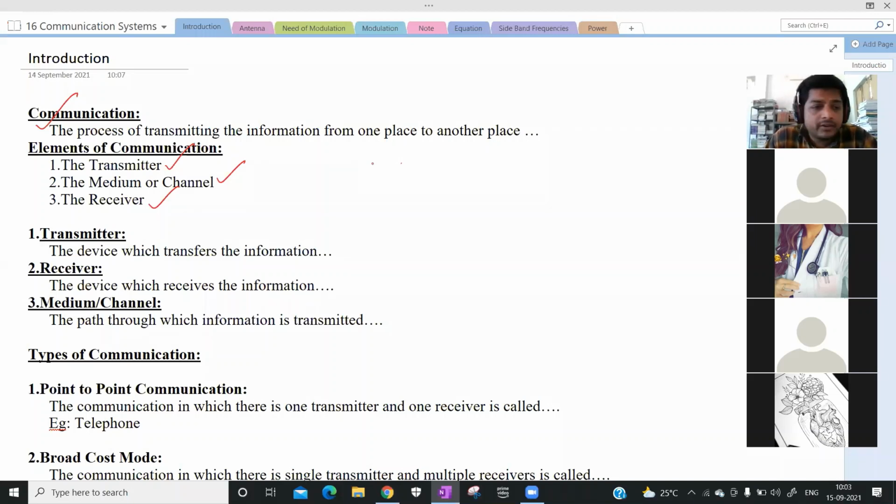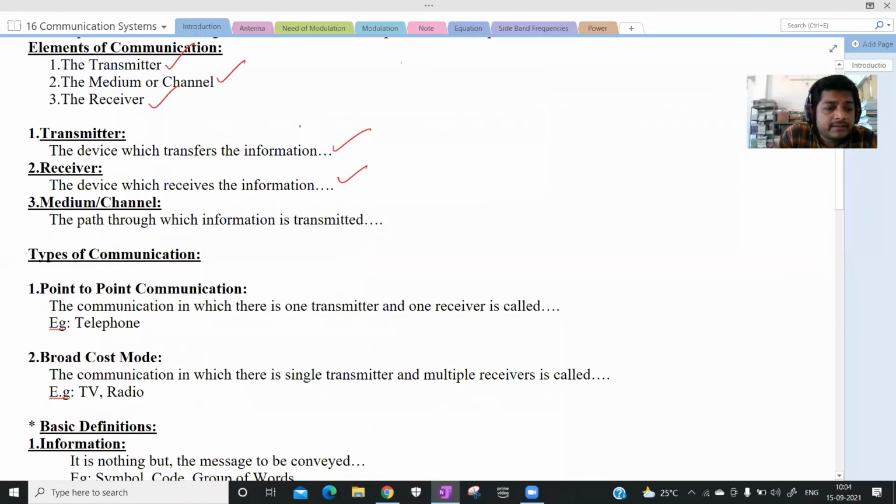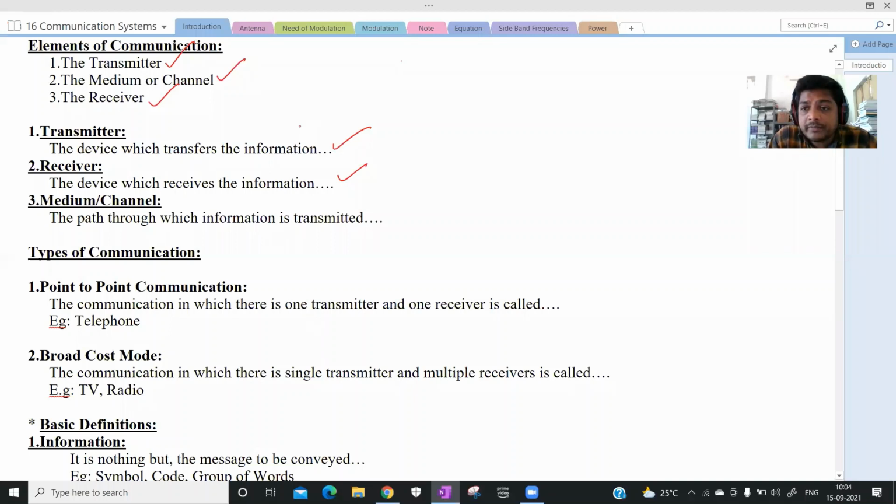I already gave the definition of transmitter. What is a transmitter? The device which transfers the information is called a transmitter. Receiver means the device which receives the information. And the medium or channel means the path through which the information is transmitting.